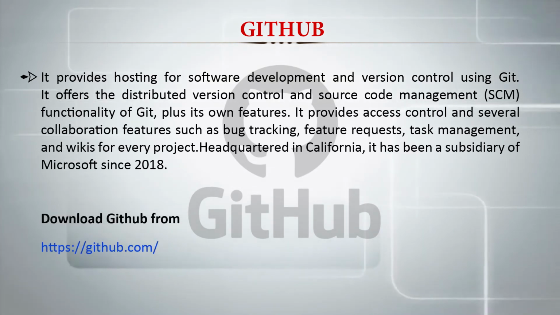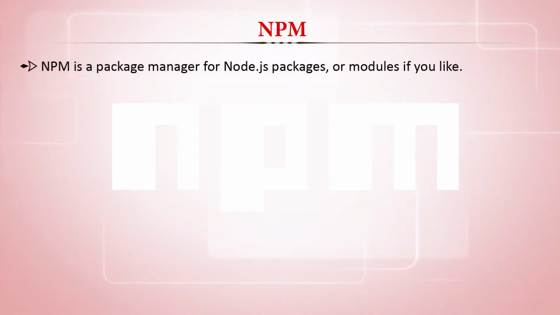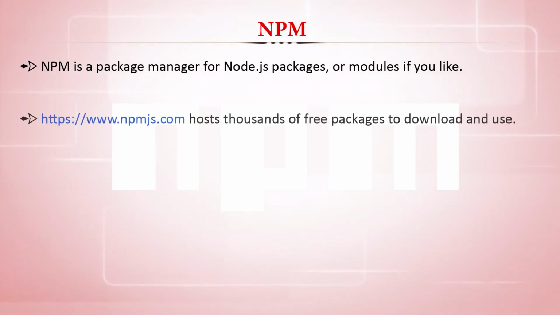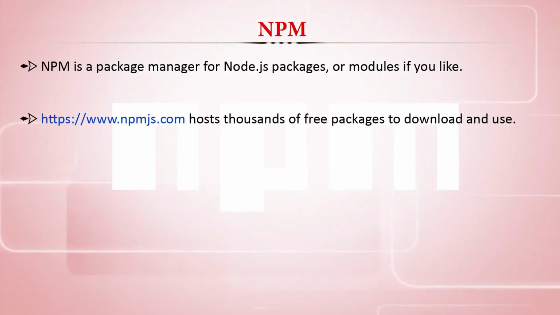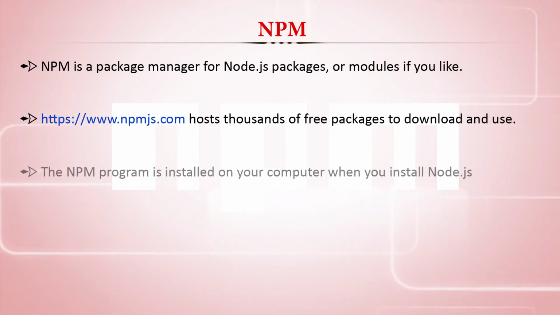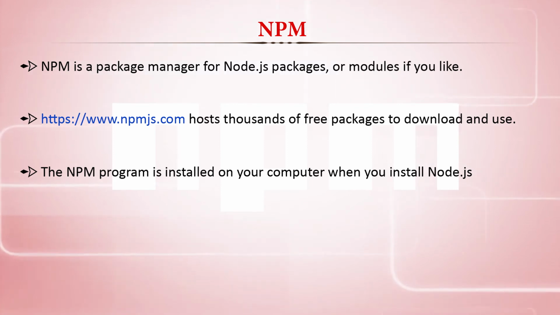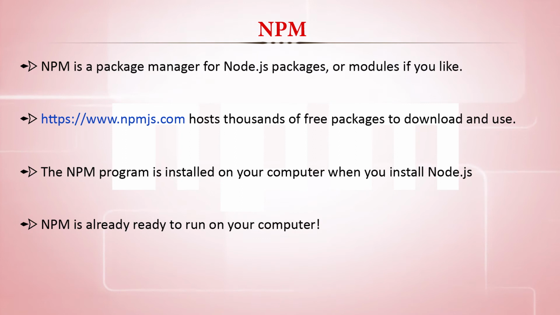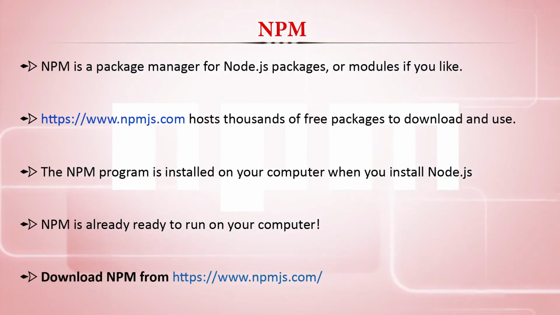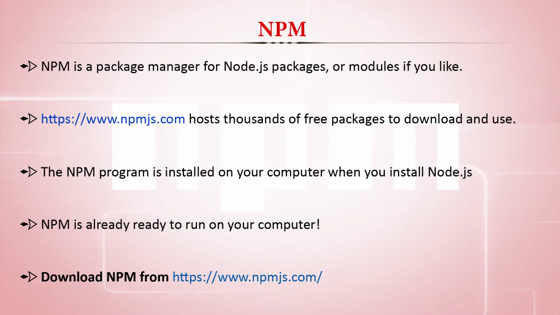and it is possible to download GitHub from github.com. Now let us see what is NPM. NPM is a package manager for Node.js packages and modules. It hosts thousands of free packages to download and use. Its website is npmjs.com. The NPM program is installed on your computer when you install Node.js. NPM is already ready to run on your computer, and its website, as I have already mentioned, is www.npmjs.com. From here you can download the NPM package.